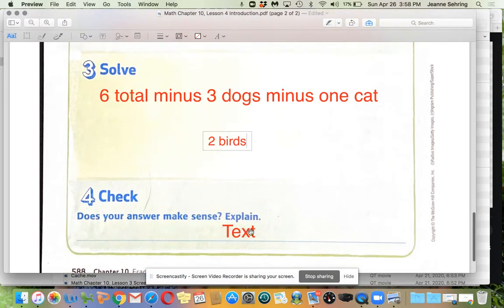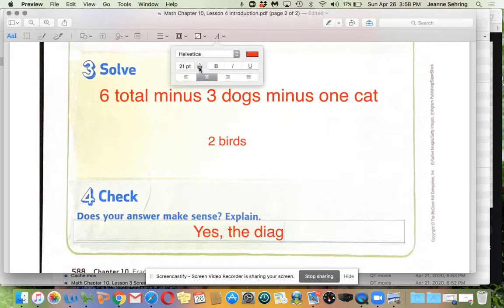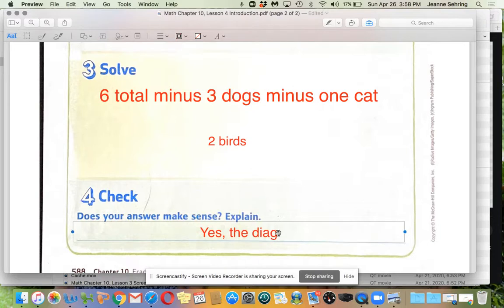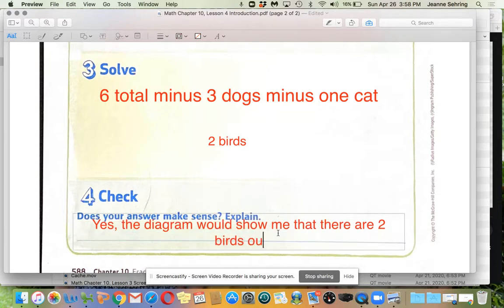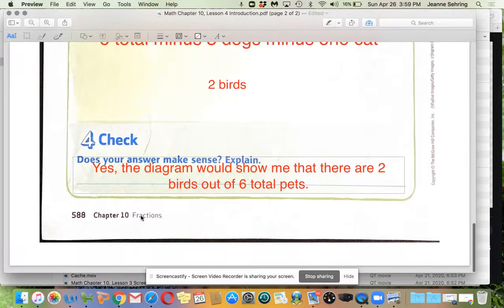Okay? Does your answer make sense? Yes, the diagram would show me that there are 2 birds out of 6 total pets. So the answer is 2 over 6, 2/6.